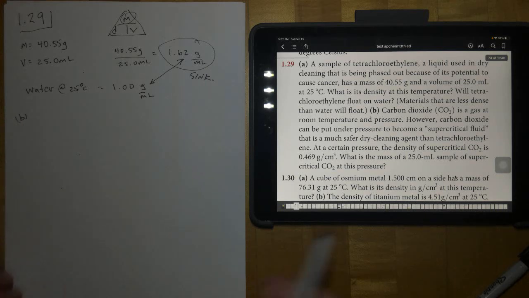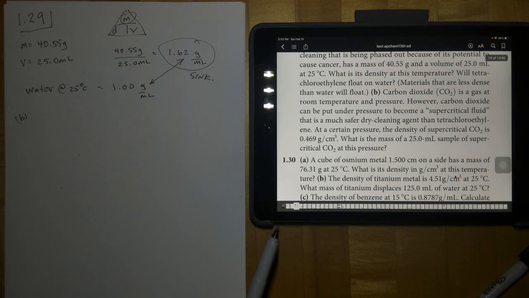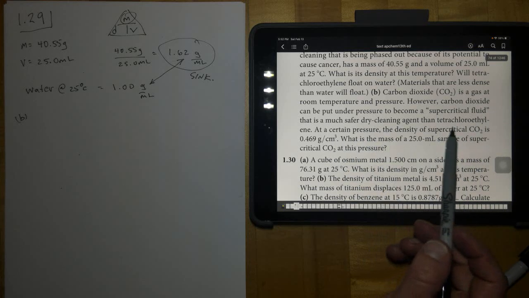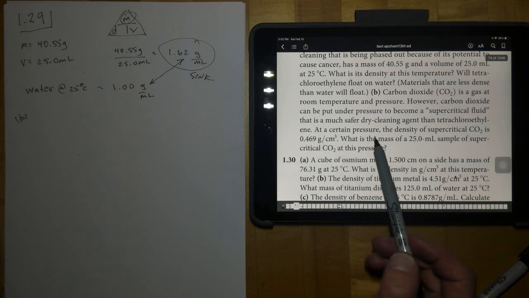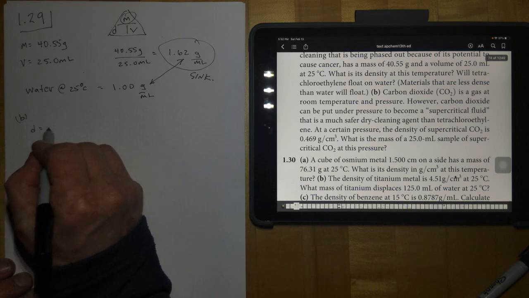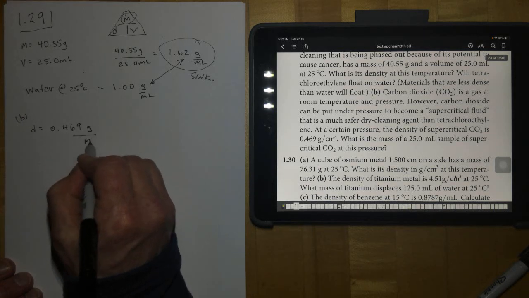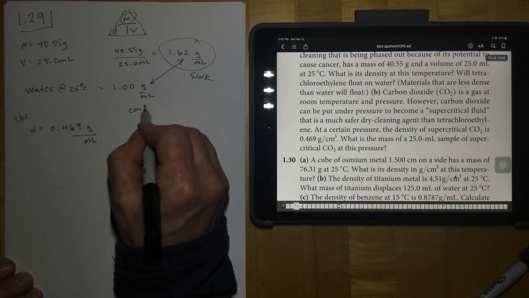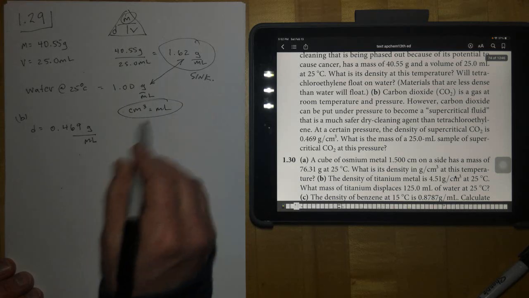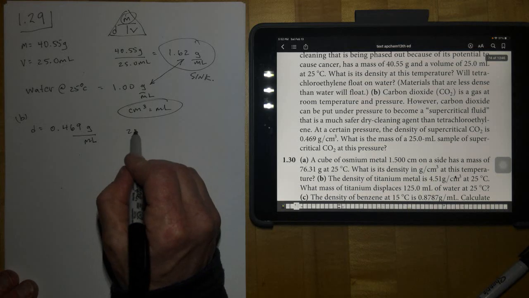Letter B, carbon dioxide is a gas at room temperature and pressure. However, carbon dioxide can be put under pressure to become a supercritical fluid that is a much safer dry cleaning agent than tetrachloroethylene. At a certain pressure, the density of supercritical CO2 is 0.469 gram per cubic centimeter, or remember, a cubic centimeter and a milliliter are interchangeable. They're the same thing. What is the mass of a 25 milliliter sample?